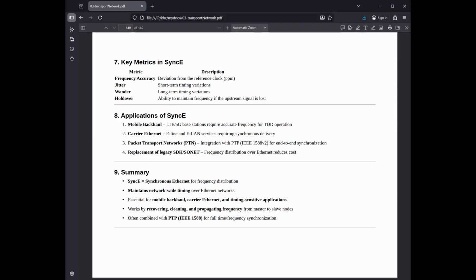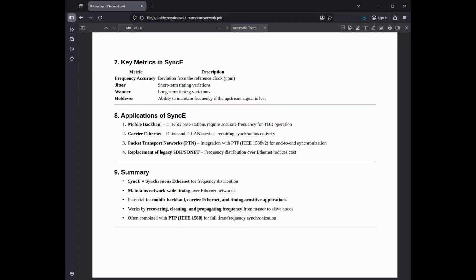1. Mobile backhaul, 5G/6G. Mobile backhaul is the most critical application for SyncE. It connects the cell-side router, CSR, at the tower to the mobile core. Frequency alignment: 5G radios use time division duplexing, TDD, where the same frequency is used for both upload and download. If towers are not perfectly synchronized, they will talk over each other, causing massive interference.